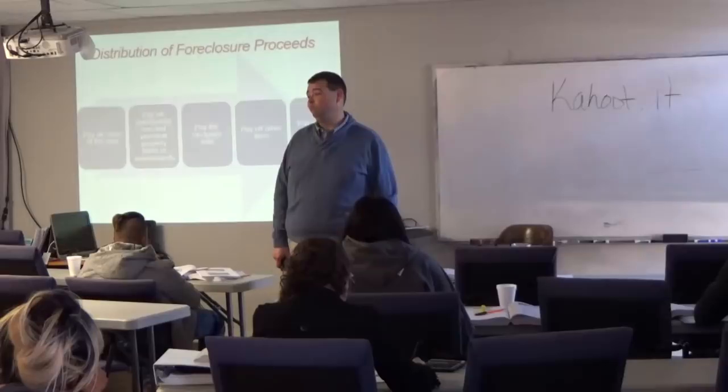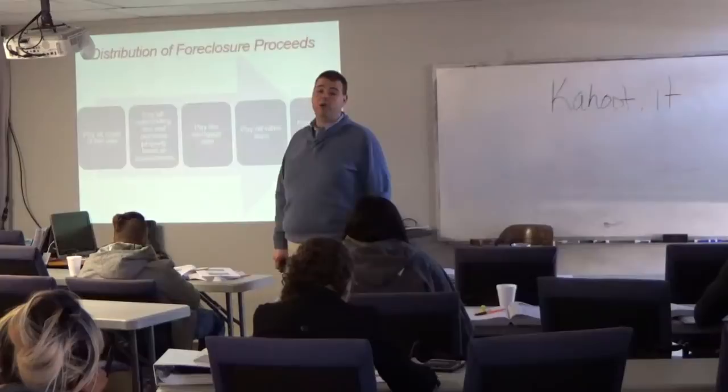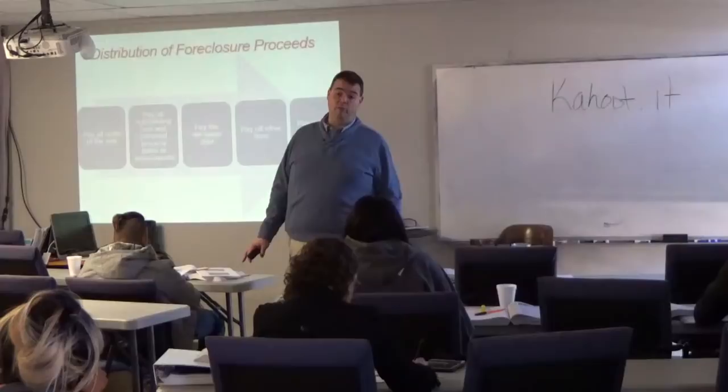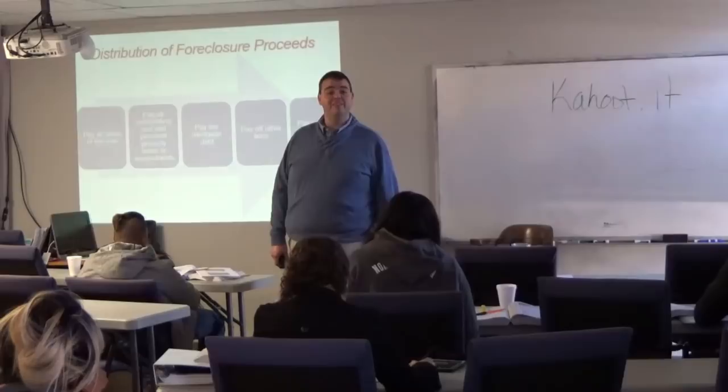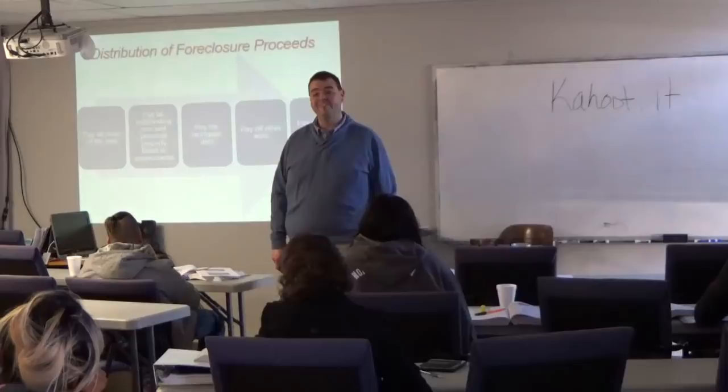If Bank of America is owed $200,000 and there's another $5,000 in property taxes and there's $10,000 in cost of the sale, that's a total of what? $215,000, right? Guess who the first bidder is going to be? Bank of America. For how much? $215,000. Absolutely, they're going to bid first.